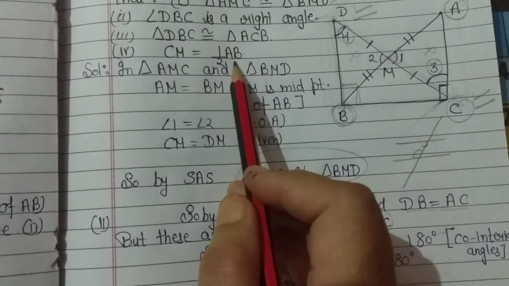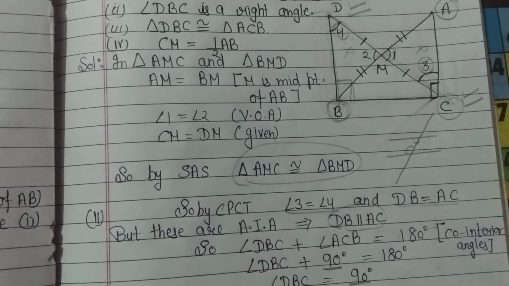Now you can complete exercise 7.1 in your fair notebook.